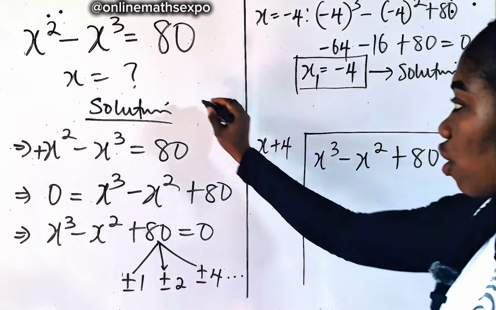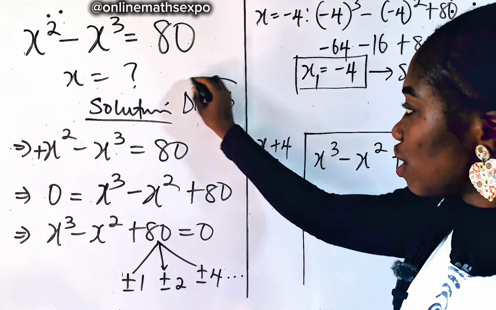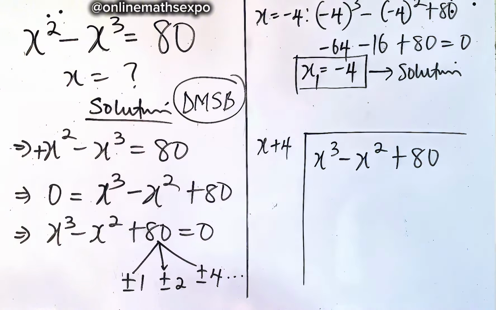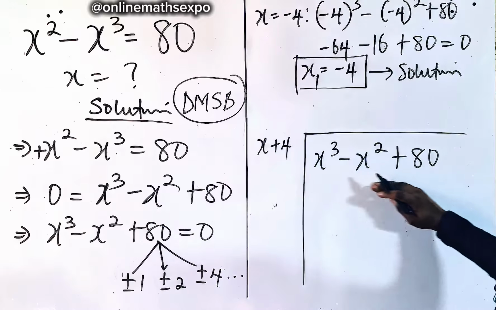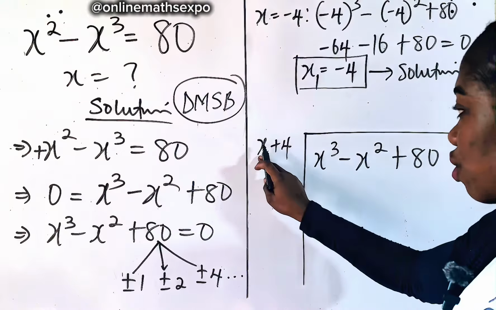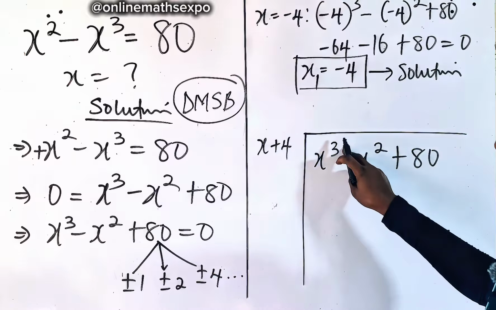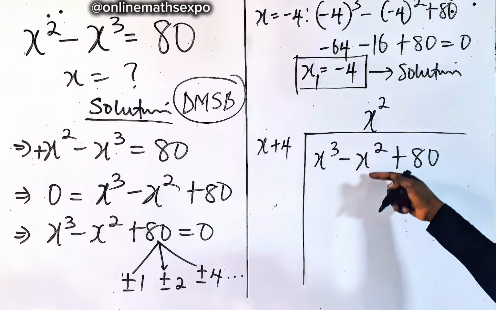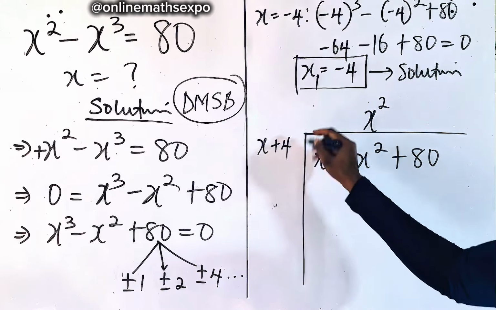So to divide or use your long division, you use DMSB. This is the rule: divide, multiply, subtract, and bring down. So let's do that together. So the first is to use this divisor. This is the divisor, and this is the dividend. So we're going to use this to divide this. And when x divides x cubed, it gives us x squared. So you write it here. Then multiply. So multiply this and all this here.